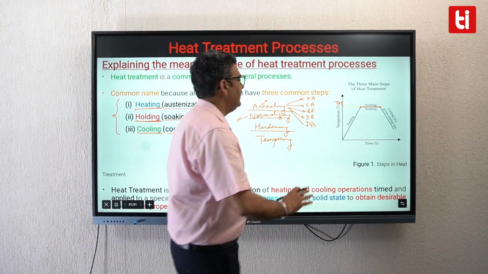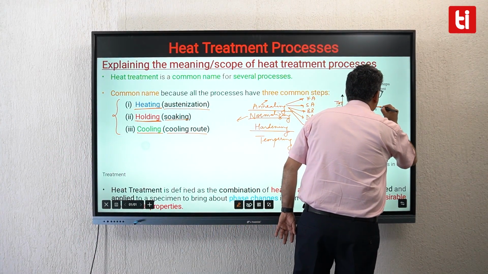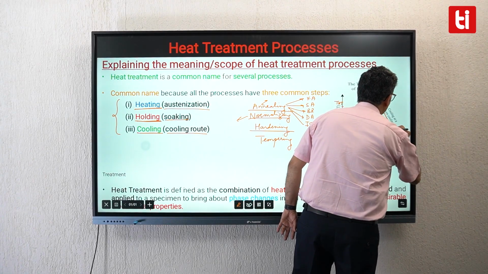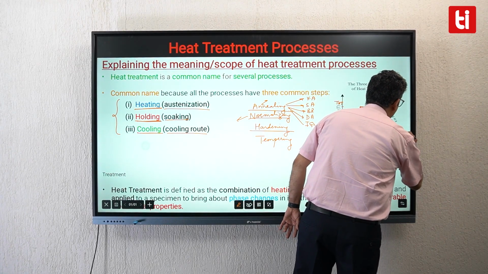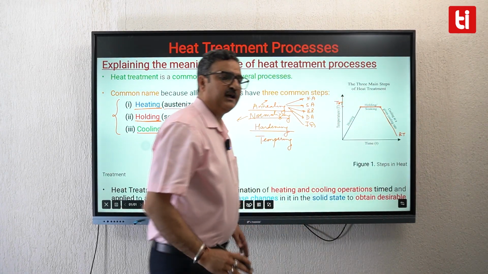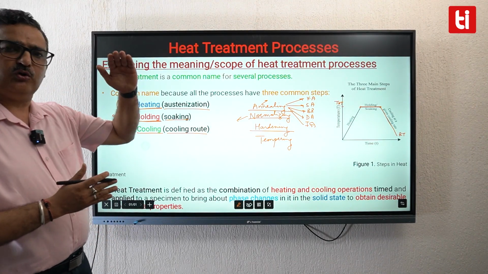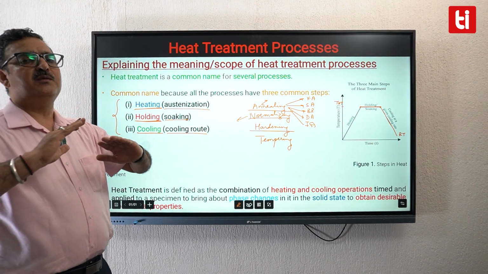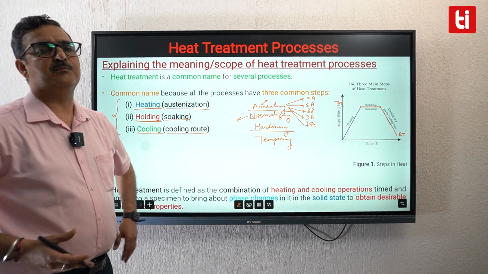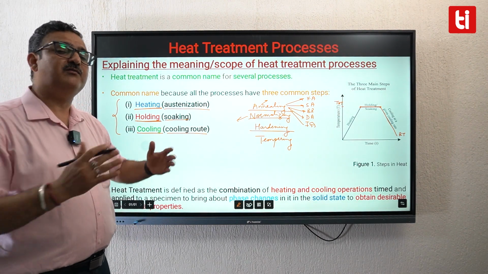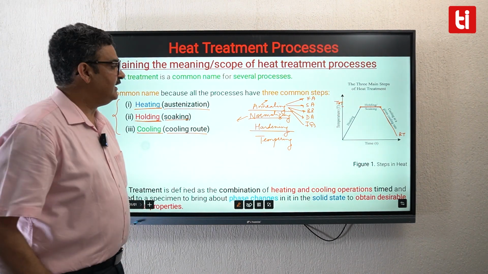And finally, having done this, at a particular cooling rate, which is the most important step, you will cool down your steel till the room temperature. And following these three simple steps, students, heating, holding, cooling, you will be able to transform the mechanical properties of your steel component completely. But how does that happen? We'll see it in the next slide.